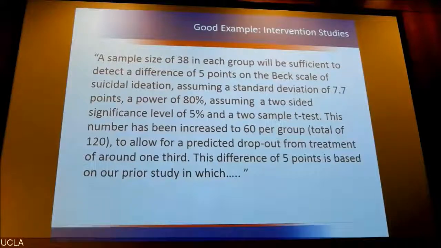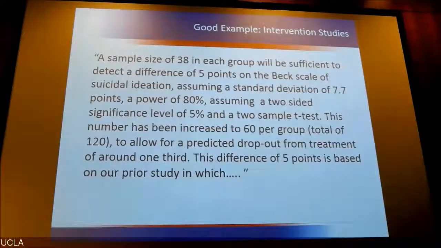Now we have our outcome variable. We've stated it clearly in the power calculation. Assuming a standard deviation of 7.7 points, the level of variability. What power is that going to achieve? 80%. We have a two-sided significance level of 5%, so the alpha level of our test is 5%, two-sided test. And then lastly, the statistical method we're using, a two-sample t-test. So now in one sentence, we've included every piece of information we really need to say how we came up with the number that we did.